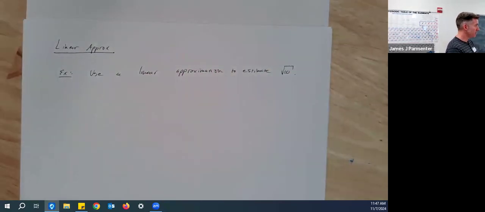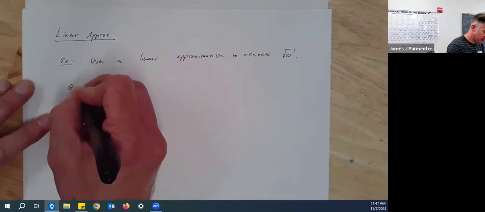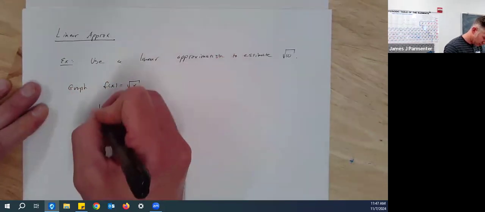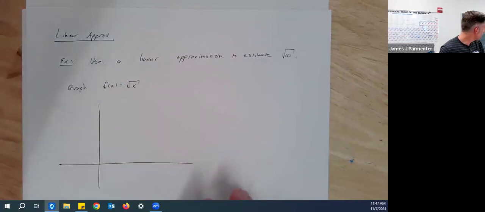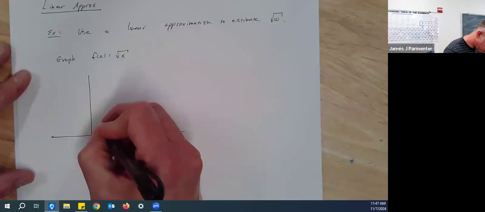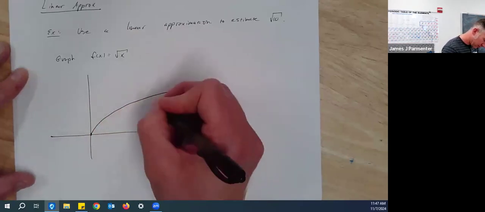So here's the idea. We're going to graph the function, the square root of x. You're not usually going to graph it, but we're going to graph it this time. So we're going to graph f of x equal to the square root of x. So here it is. And let's say 10 is right there.